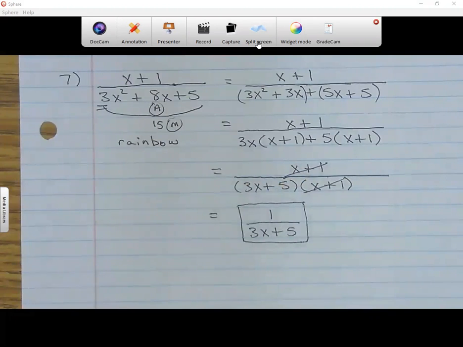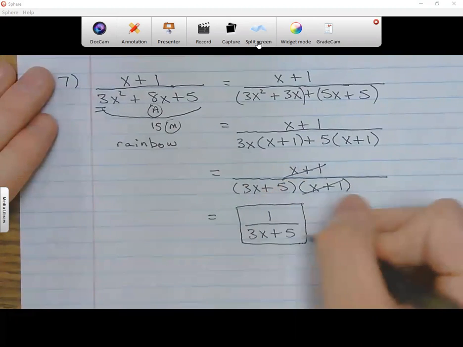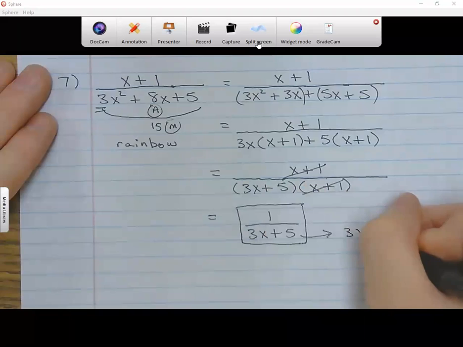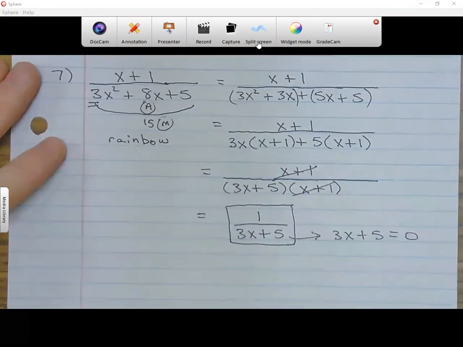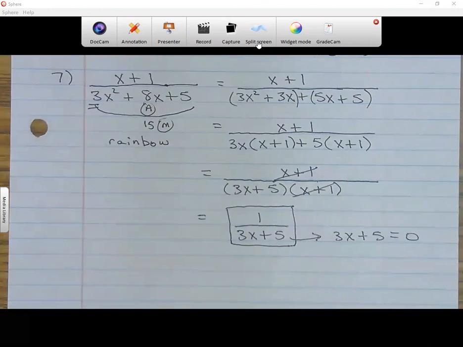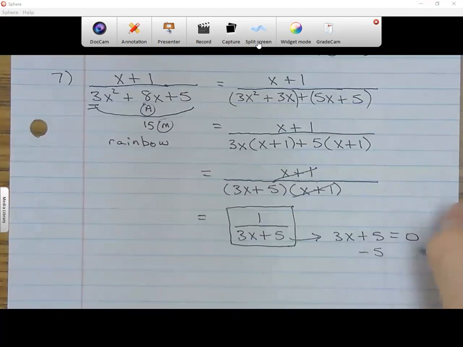Now I set the denominator equal to 0 to find the excluded values. It's basically going to look like this: 3x plus 5 equals 0. And I pretty much just go from there. So to get x by itself, I've got to do opposites, right? If I see a plus 5, I'm going to do the opposite of that. I'm going to subtract 5 from both sides.